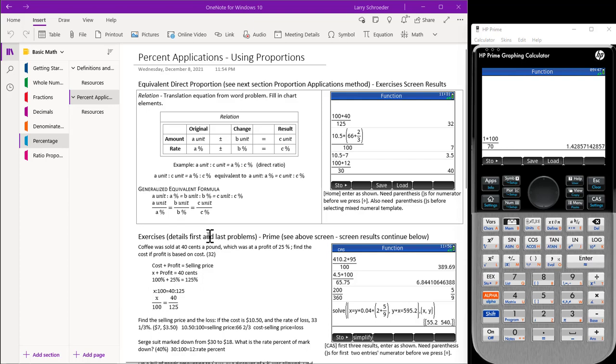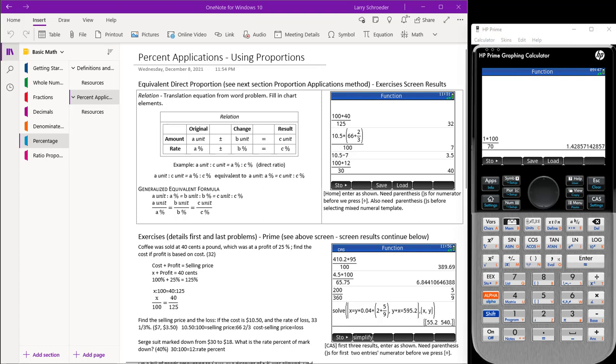For these problems, the details are only shown for the first and last problem. So when we work this problem out here, I would recommend that you write this stuff down on a sheet of paper. So find the selling price and the loss if the cost is $10.50 and the rate of loss is 33 1/3%.